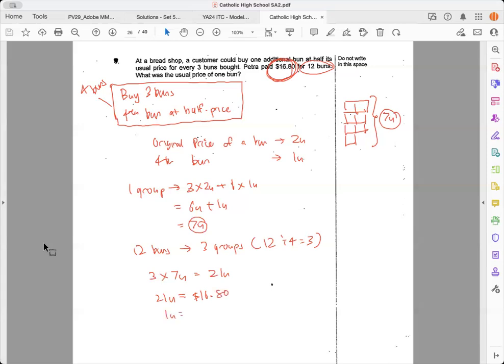1 unit is equal to $16.80 divided by 21, which is 0.80 cents. What's the question? What is the usual price of 1 bun, which is 2 units? Usual price of 1 bun is 2 units. So 2 multiplied by 0.80 is $1.60. Any question? Let's go on to question number 9.